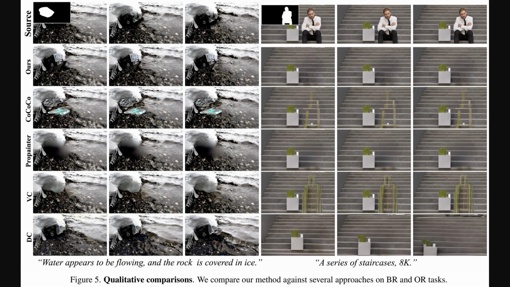So, following up on those diverse examples we saw in Figure 4, Figure 5 gives us a more direct head-to-head comparison. This time, it pits FloED, again labeled hours, against several other recent methods like contextual, ProPainter, VC, and DC. You can see two main scenarios, one background restoration with the icy water, and one object removal with the person on the stairs. Looking closely, especially across the frames, FloED seems to handle the motion and texture filling much more cleanly than the competing methods shown here, which tend to have more noticeable artifacts or inconsistencies.